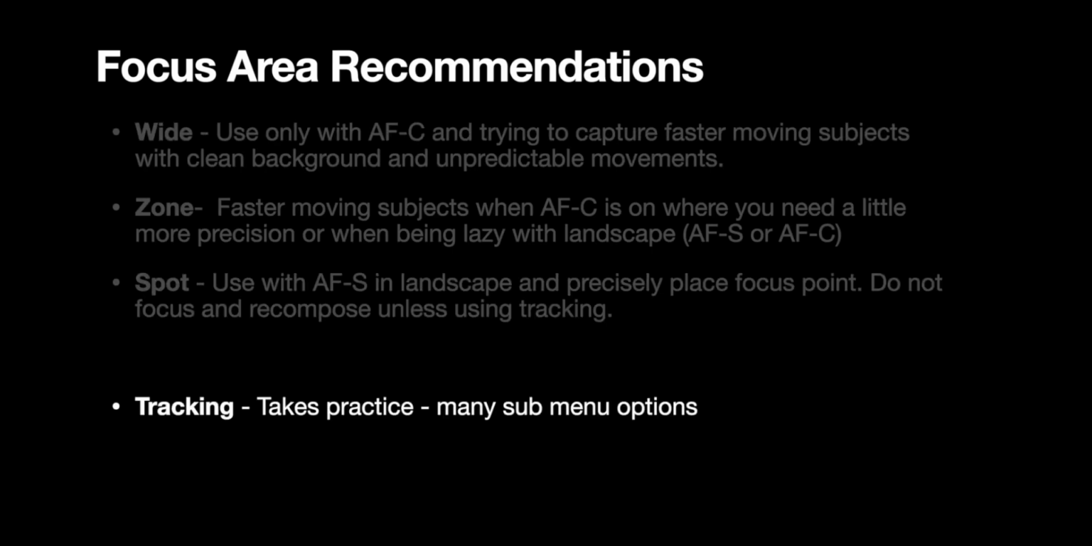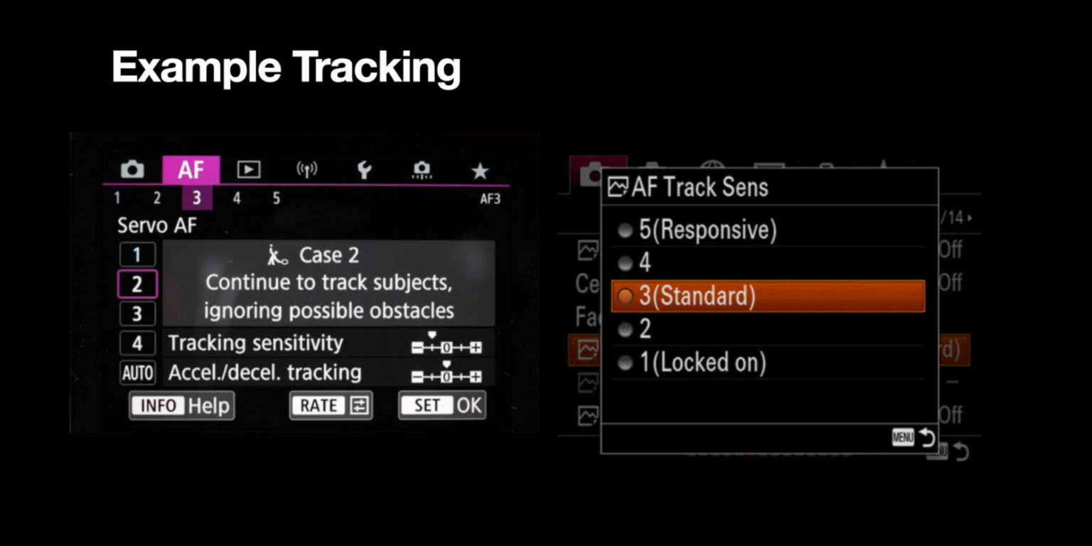Then we've got tracking with so many sub options. It takes a lot of practice, but it can give you some really nice results. So for example, Canon on the left, you have multiple different cases that give you options for how to track your subject, like tracking sensitivity, whether or not it should ignore possible obstacles. Think of a soccer player running across the field. They're going to intersect other soccer players, some of them moving in the same direction, some of them moving in an opposite direction. And the more sensitive to tracking, the more locked on your focus system could be. And then accelerating and decelerating, whether or not it should watch for those more unpredictable movements of your subject.